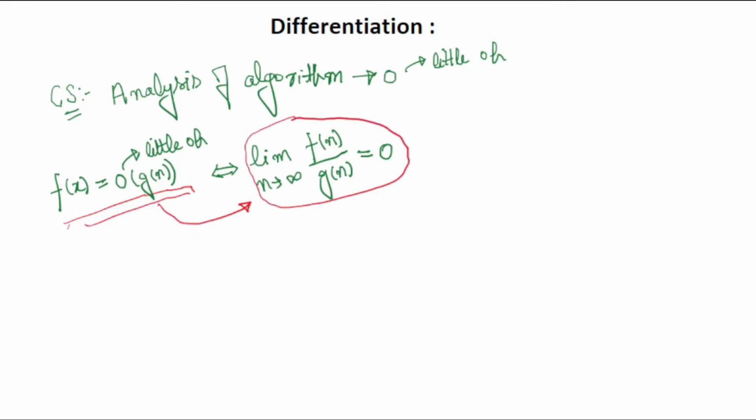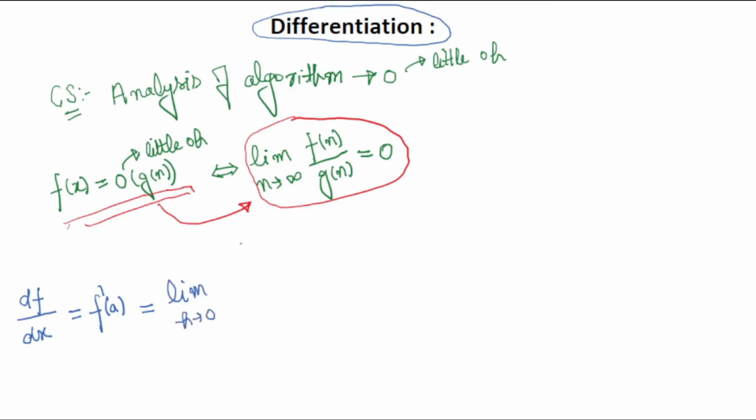Let's see further in terms of differentiation. If we differentiate with respect to x, we can write it as f dash a. And if we want to change the differentiation into limits, it would be the limit as h tends to 0 of f of a plus h minus f of a, divided by h. So the differentiation term is in terms of limits.